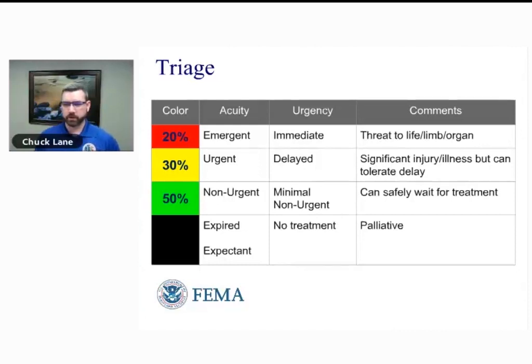So for those of you who may be very familiar with disaster triage, this will look very familiar. If you're not familiar with disaster triage, this is kind of the breakdown of what we're usually going to see in a natural disaster. So about 20% of our patients are going to be immediate or emergent acuity. We'll call them red patients often. And these are your emergent severe injuries.